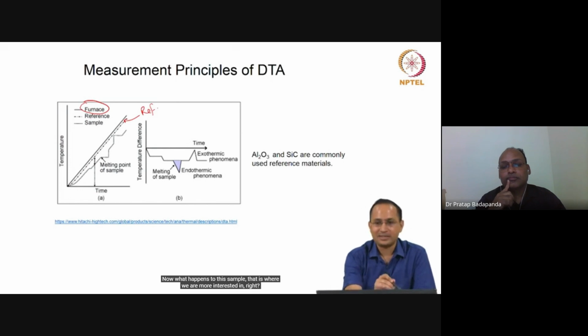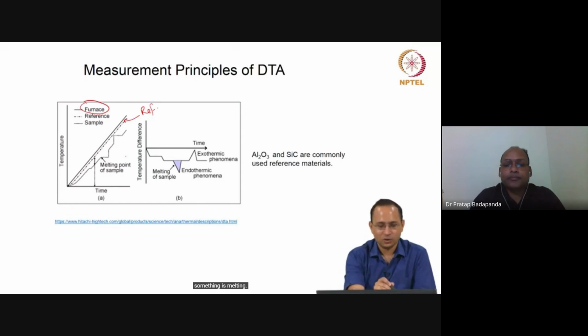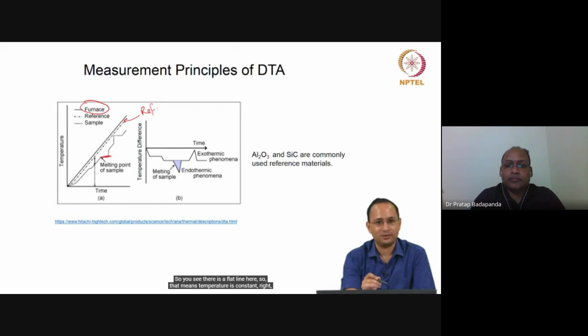Now what happens to the sample? That's where we are more interested. I will just go over a couple of things, but then we'll go into detail. Suppose the sample temperature is also increasing. When the melting starts, what happens? The temperature doesn't increase. Something is melting, so it will melt. So you see there is a flat line here. That means temperature is constant because it's melting. But once the melting is over, you see there is an increase in temperature. Clear?